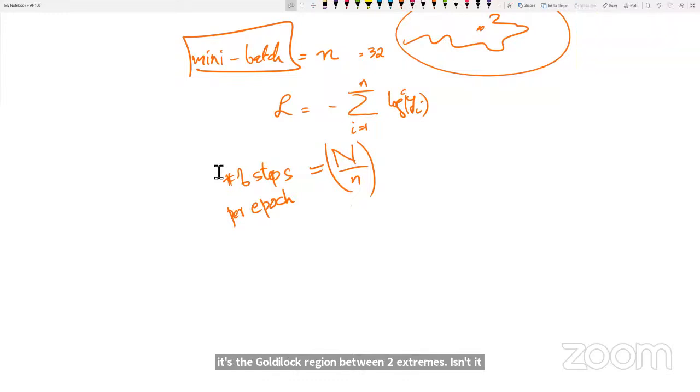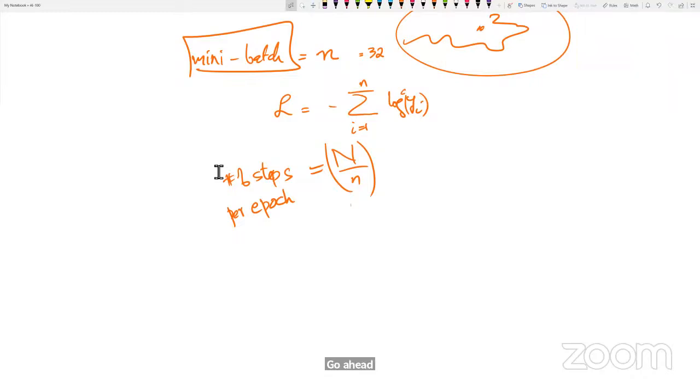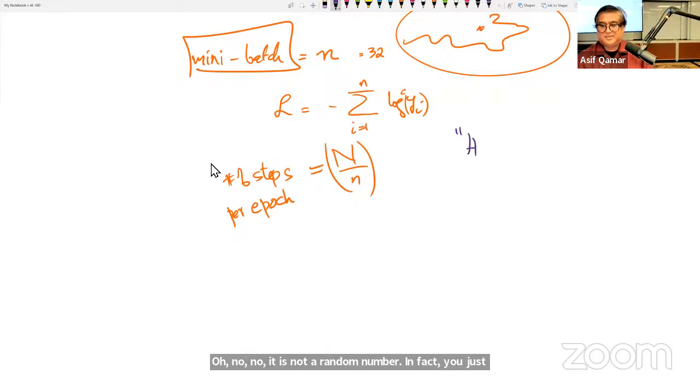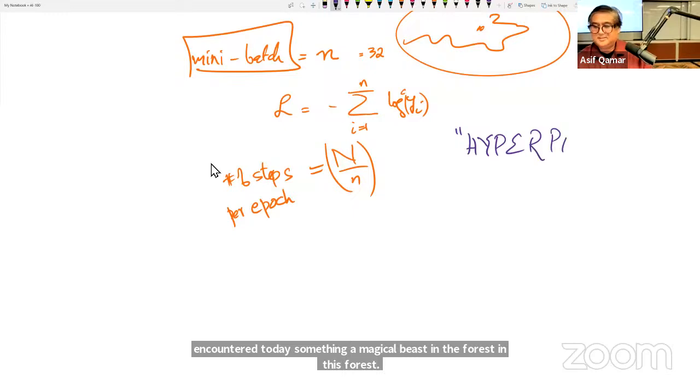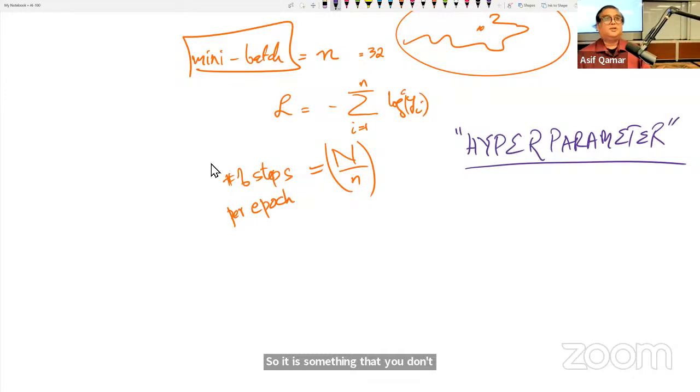That's a quick question. Sorry. Go ahead. So is there any science behind the batch size, or is that a random number? No, it is not a random number. In fact, you just encountered today something, a magical beast in this forest, hyperparameter. So it is something that you don't know, and the network cannot on its own learn. So what you do is you try out different batch sizes to see which gives you the best result.